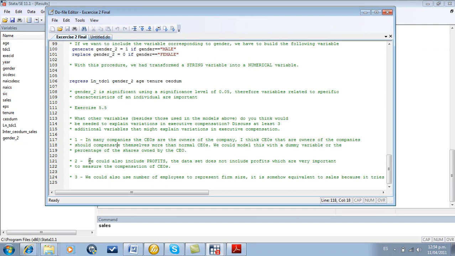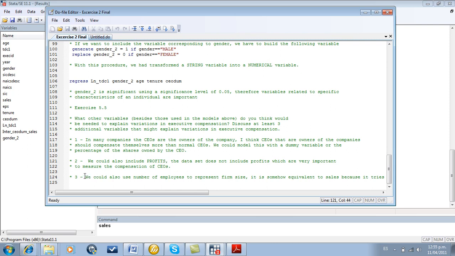And second, we could also include profits. The dataset does not include profits, which are very important to measure the compensation of CEOs. We just used sales, and this was just to try to capture the size of the company, but profits are more important than sales. If the CEOs make a lot of profits, they should be compensated more. So, well, this is very logical and obvious. So profit is a good variable to include.